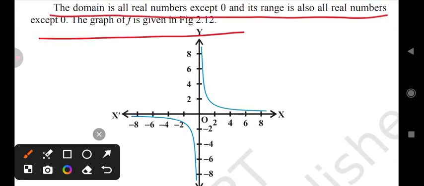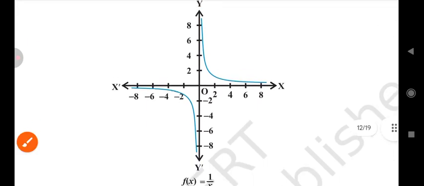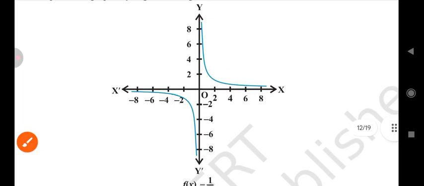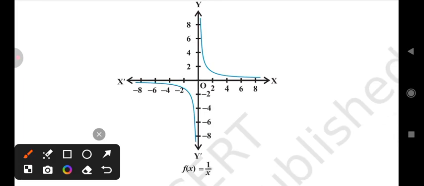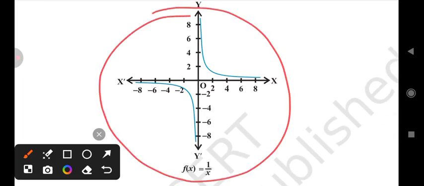The domain is all the real numbers except 0, and its range is also all real numbers except 0. The graph of f is given in figure 2.12. The graph is f(x) = 1/x. Okay, understood?